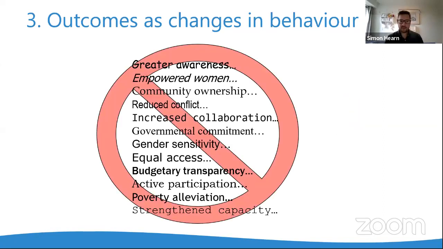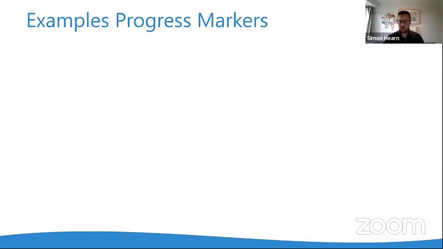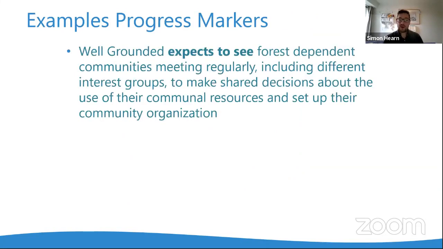So in outcome mapping, we try to avoid this language. And what we want to get to is the level of behavior change. What are people doing differently? What would you see people doing? And so the equivalent of an indicator in outcome mapping is called a progress marker. And that's a description of behavior that is telling you that a boundary partner is progressing along a journey of change. So progress markers are how we measure changes in behavior. There's a few examples from Well Grounded. Well Grounded expects to see, so this is the first level of progress marker, it expects to see forest-dependent communities meeting regularly.